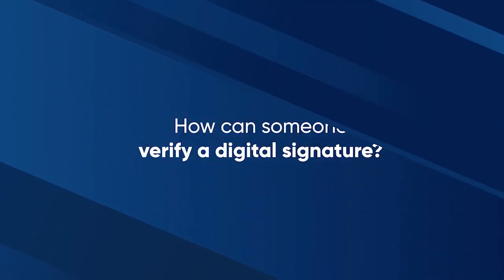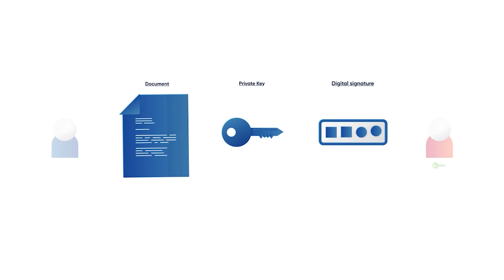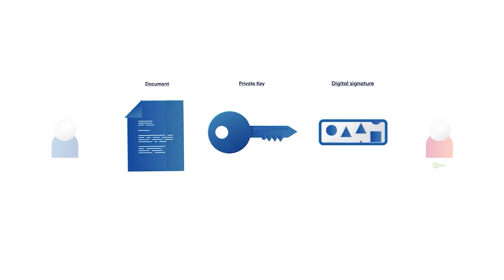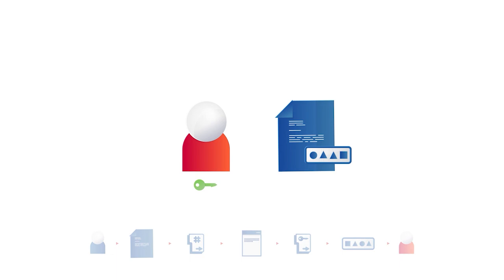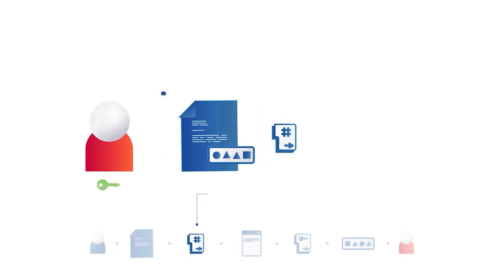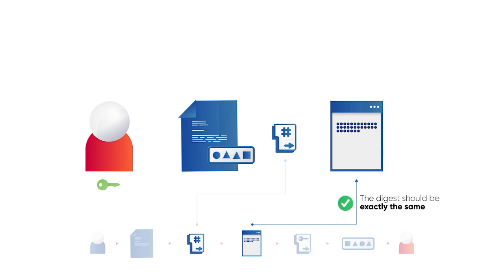But how can Alice verify the authenticity of the document? Any variation in the content of the document or in Bob's private key would create a different signature. So, Alice can use the document and its digital signature to reverse the process and verify its legitimacy. Alice can run the document through the same hashing algorithm that Bob used previously, which will output a digest. If the document is untampered, the digest should be exactly the same.